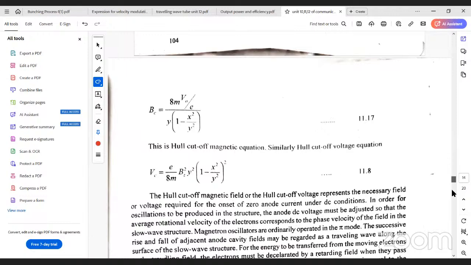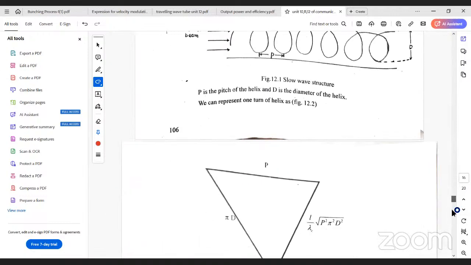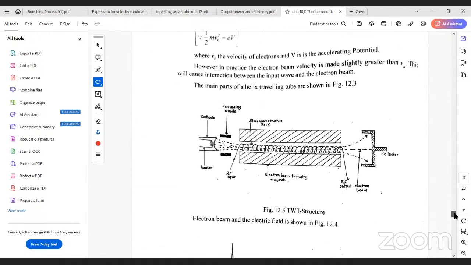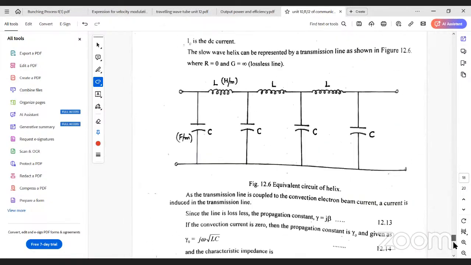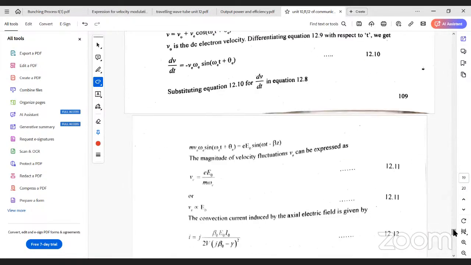Ma'am, one doubt. In the magnetron, two short questions are there. Magnetron, two short questions, total three: principle of magnetron, and Hull cutoff voltage, Hull cutoff magnetic field equations. That's a question.